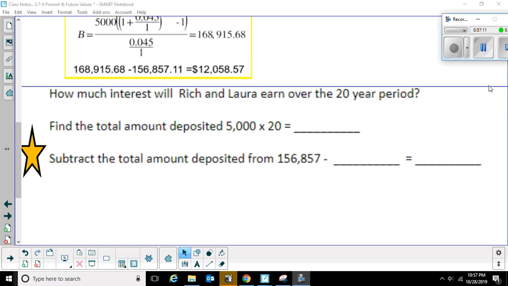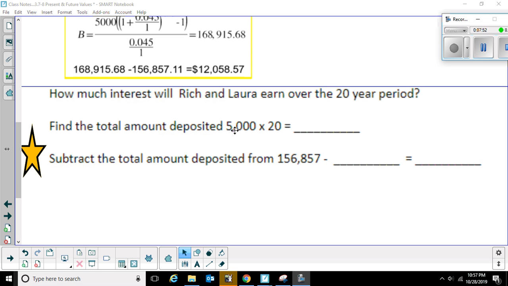In my next question, it says, how much interest will Rich and Laura have earned in 20 years? Okay, so what am I finding? Well, I've got to find the total amount he deposited and the number of years. So every month I'm taking that $5,000 and I'm investing it into this vehicle, this CD or whatever, and I'm doing it for 20 years. Well, that amount, whatever it is, is going to be subtracted from the $156,857. So just doing this in my head, 5 times 2 would be 10.